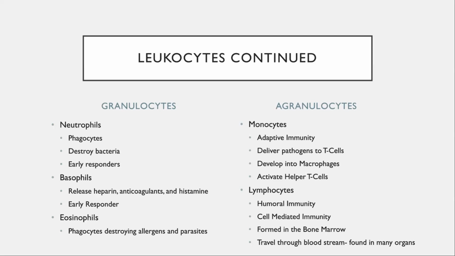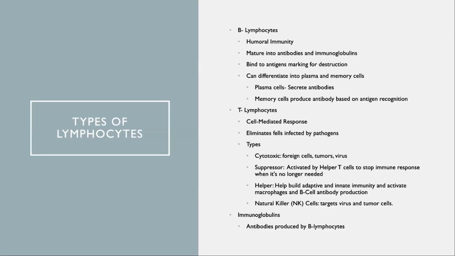They are formed in the bone marrow, but can be found throughout the bloodstream and within many organs. So to break down the lymphocytes, as I mentioned, there's B lymphocytes, T lymphocytes, and there's also immunoglobulins. Our B lymphocytes help with humoral immunity, and they mature into antibodies and immunoglobulins. Then they bind to antigens to mark those antigens for destruction.